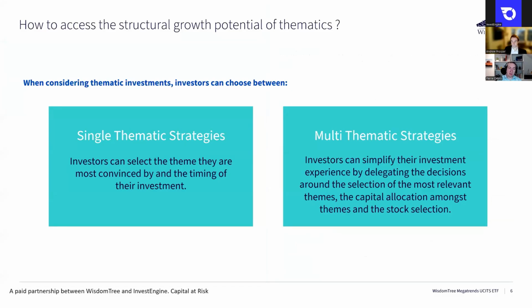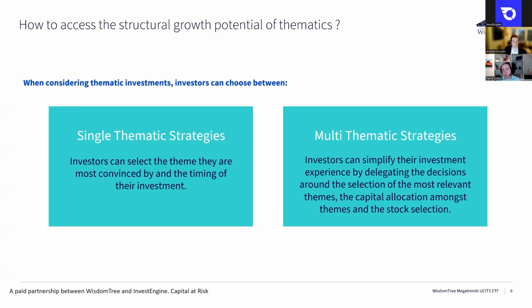Single thematic strategies is where investors can select the theme they are the most convinced by, at a point in time. They can choose the exact theme they want. They can choose the exact timing that they want. So it's a very flexible way to invest in thematics. The other side of that coin, though, is that it can be quite time consuming. There can be quite a lot of themes. You could argue that the timing of those themes can be a little bit difficult. So some investors are very keen to do single thematic.